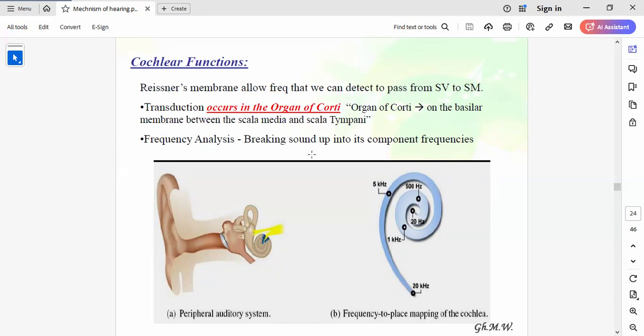Frequency analysis, or breaking sound up into its component frequencies. So the function of the cochlea is frequency analysis. The first function is conversion of energy from mechanical into electrochemical, and then frequency analysis. As we said, a water filter's function is to filter water to get a clear product. Our apparatus, the ear and the higher centers, its function is to filter sound to reach a clear product to our higher centers: filtering a wanted sound into its main components and filtering it from surrounding noise. So the function of the ear, from the auricle up to the brainstem and higher centers, is to filter sound from surrounding energy and analyze sound into its main components.